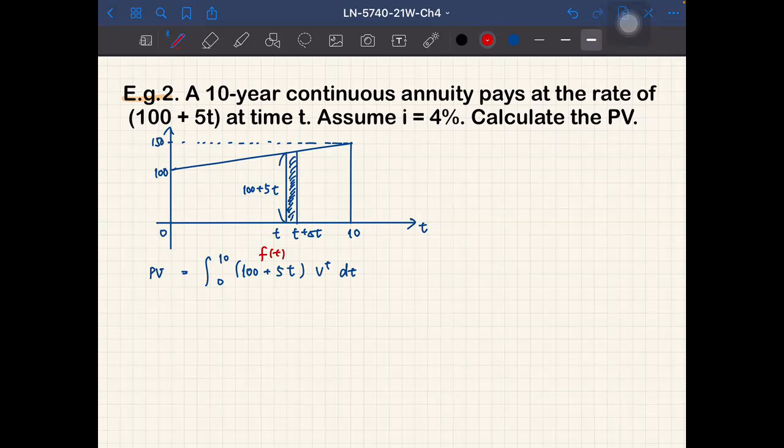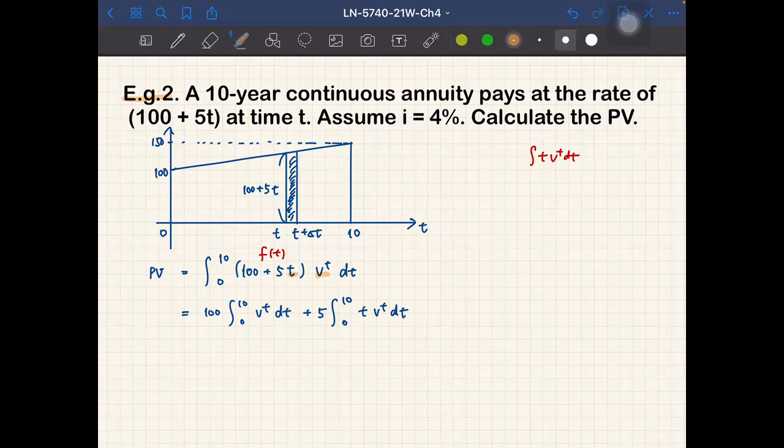So now we have to integrate this function, but we have a shortcut if we use the previous example, where we calculated the integral of t v^t dt. So that part is the same as this. We can just decompose this into two parts. The first one is the integral from 0 to 10 of 100 times v^t dt, and the second part is, I would put 100 first. Okay, so 100 times the integral from 0 to 10, and here 5 times the integral from 0 to 10 of t v to the t's power dt.